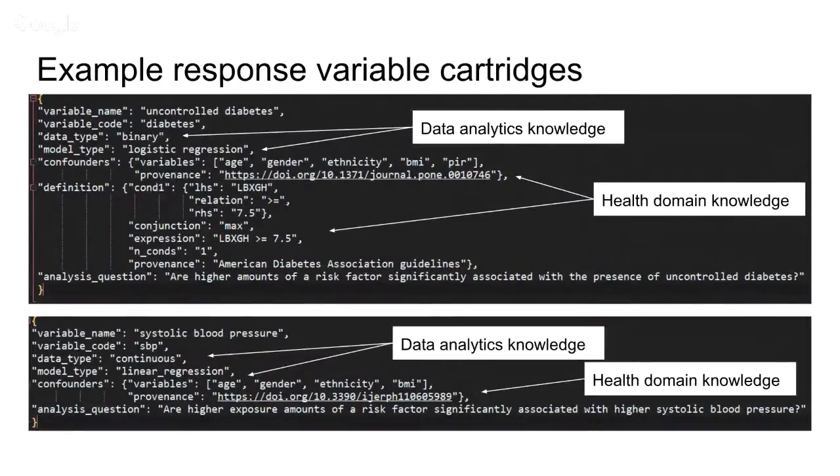So, doing some examples. Here we have two different response variable cartridges. The first is for uncontrolled diabetes, and the other just uses a linear regression model for systolic blood pressure. First we have the data analytics knowledge: it's a binary variable, and you would model it with logistic regression. You have the health domain knowledge: what do we think we need to control for, and why? And then how you actually diagnose uncontrolled diabetes: you have a measurement called glycohemoglobin, and if that's 7.5, then this person has uncontrolled diabetes.